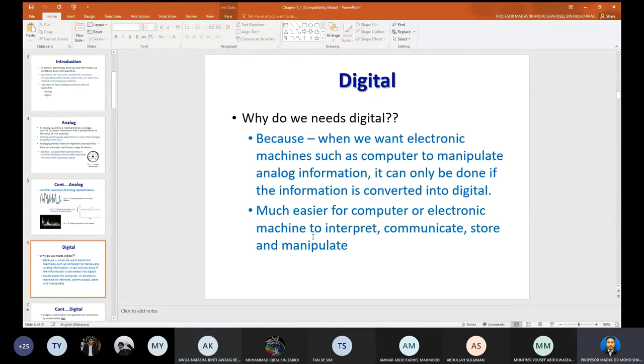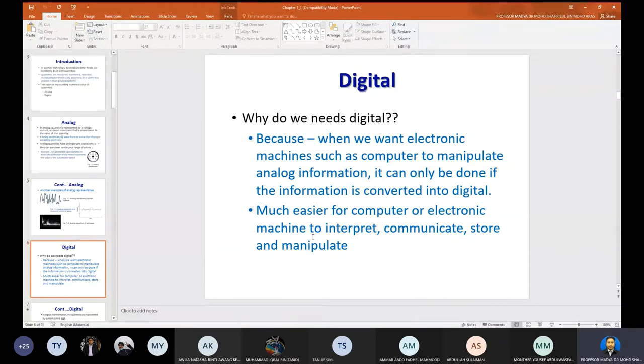Why do we need digital? Because when we want electronic machines such as a computer to manipulate analog information, it can only be done if the information is converted into digital. Because nowadays, most of the components, most of the electronic systems, deal with digital. So that's why we have to convert.